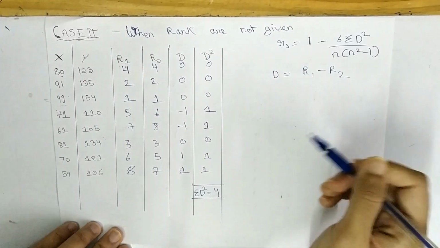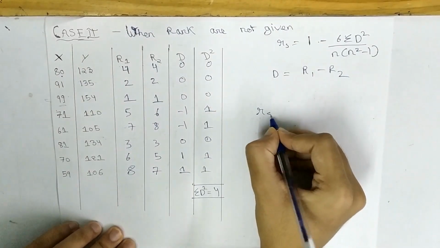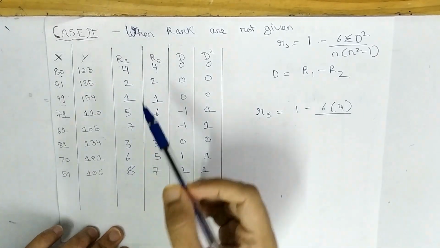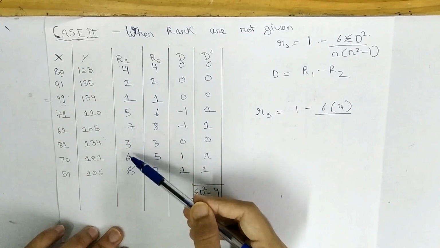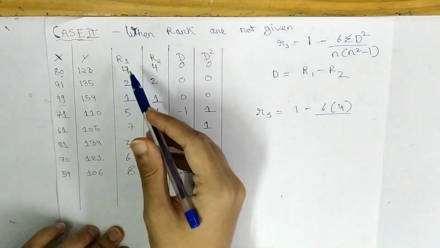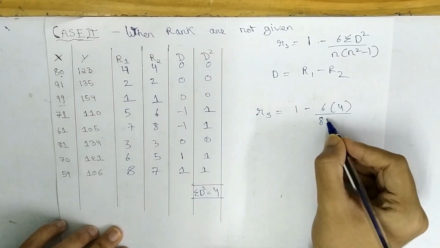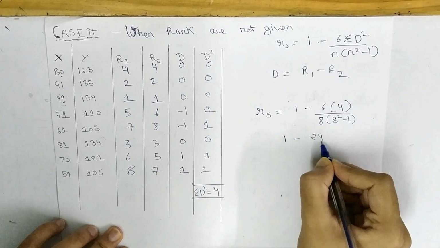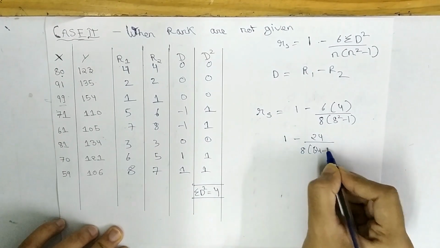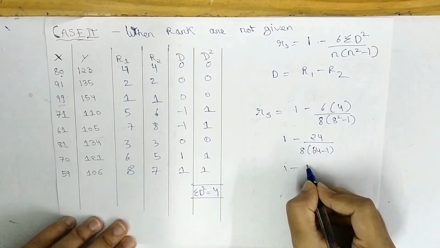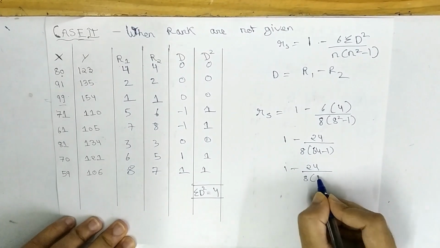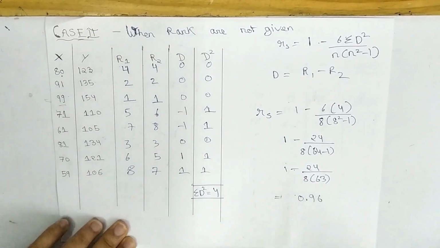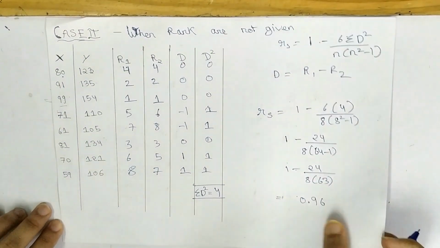Now we have to put the sigma D square in our formula. 1 minus 6 into 4 upon, and how many numbers are there? 1, 2, 3, 4, 5, 6, 7, 8. There are 8 total observations. So the n is 8. 8 square minus 1. 1 minus, this is 64 minus 1. This is 1 minus 24 upon 8 into 63. So the answer will be 0.96.